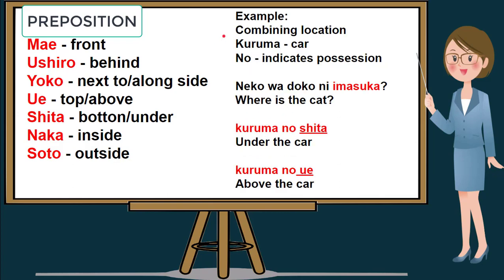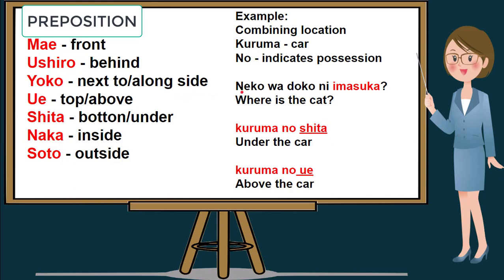Another example will be combining location. So we will be combining prepositions with location. I'll be giving an example, which is kuruma or car in English. Of course, we will also be using no, which indicates possession. And let's not forget the particle ni that indicates location, because we will be combining location with the prepositions. We will again be using either one of these prepositions.